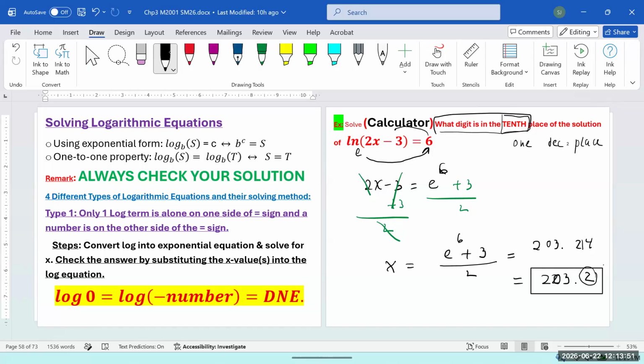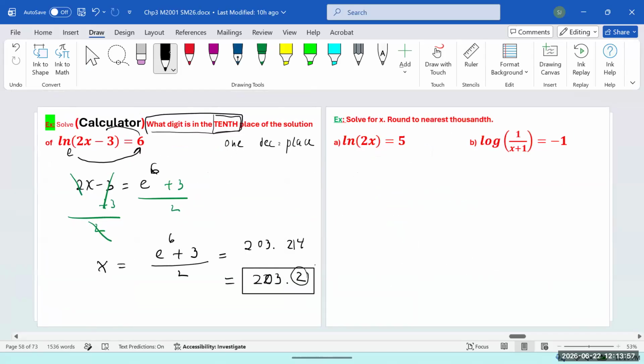Any questions? Okay, 2 more. Do I have more? Nope. 2 more on type 1. So remember, a single log on one side and a number on the other side means rewrite in exponential.